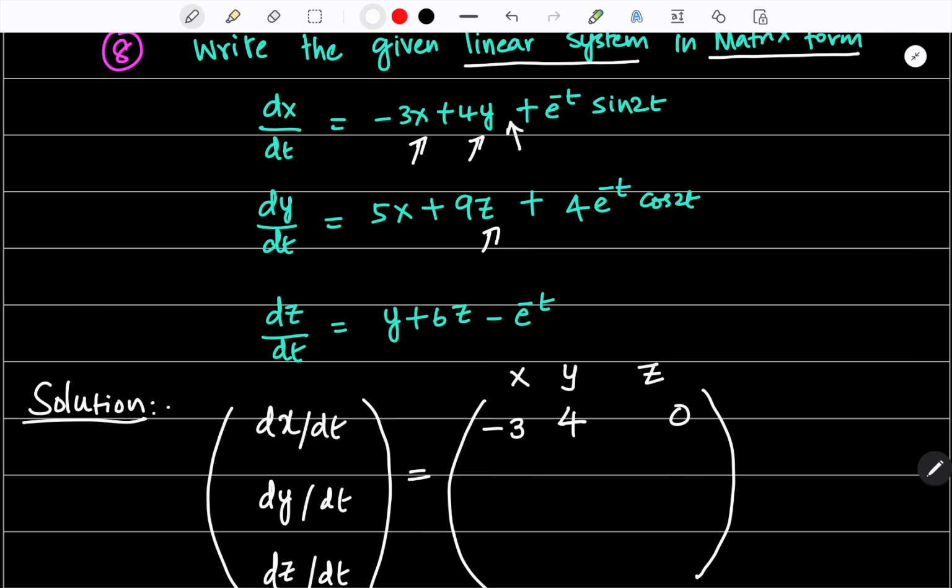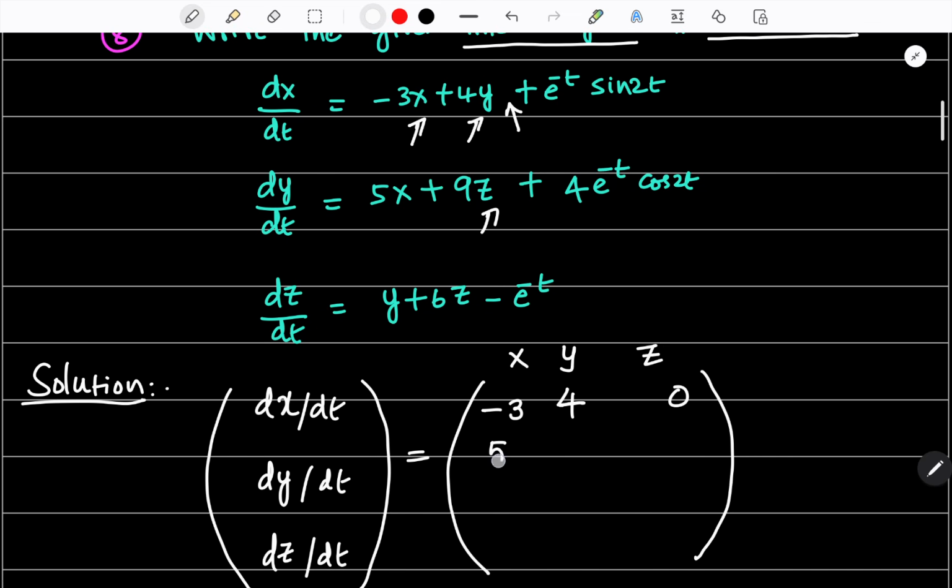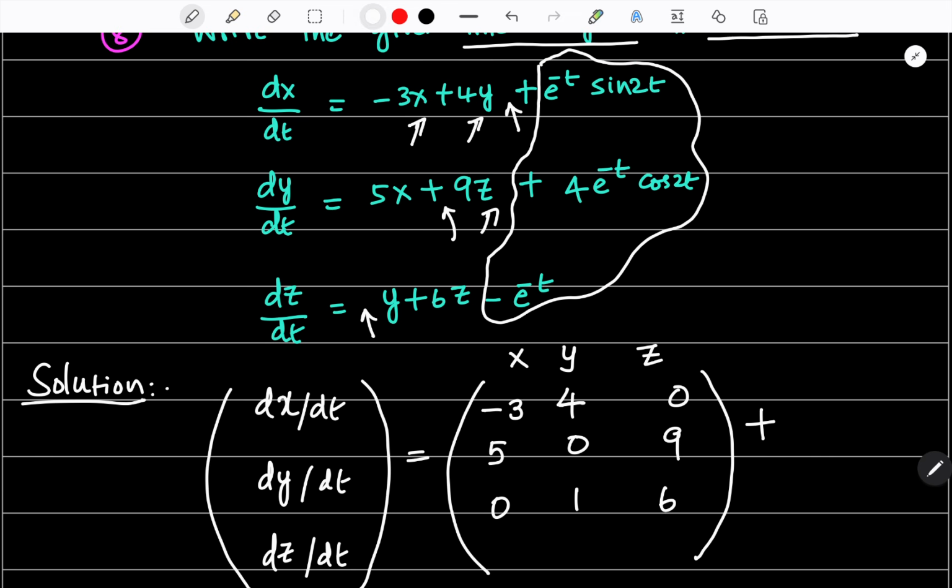X, y, z variable, keep in your mind. The next row is 5, and then y is missing. There is a y missing. Can you see that? And the z is 9. And here x is missing, so 0, and y is 1 and z is 6. After that, there are some extra fittings. Can you see that? In the class I told you, these are all extra fittings. Always keep in your mind. In general, there is some technical name, but you just remember this is like extra fittings. So I'm going to put plus and write it as an extra fitting.